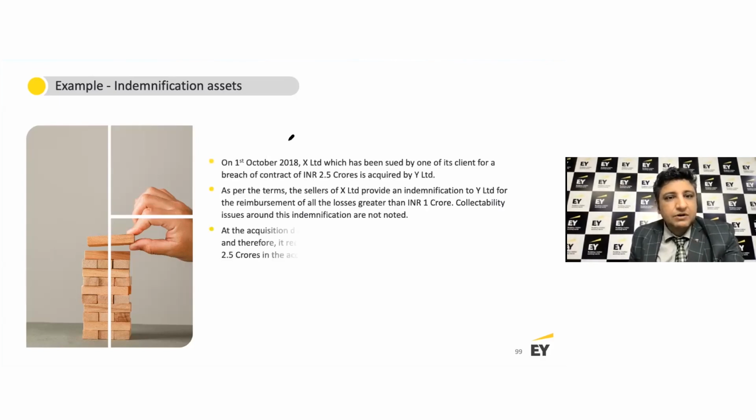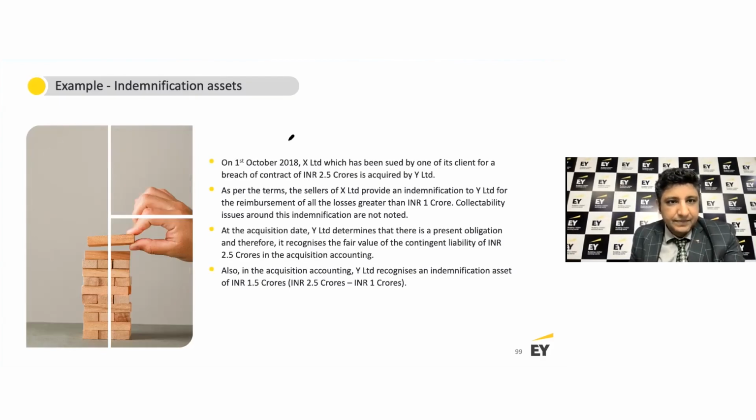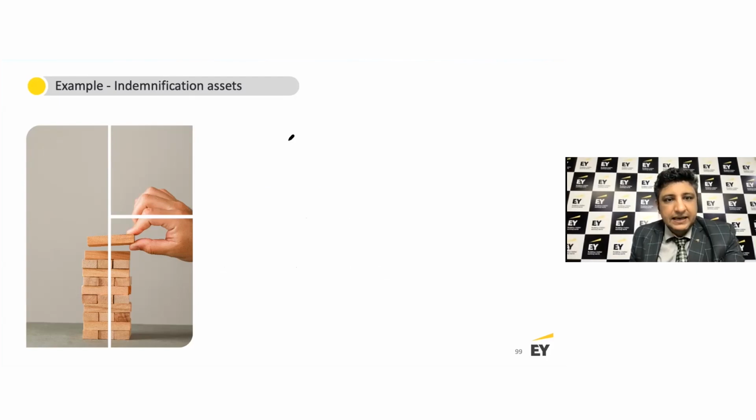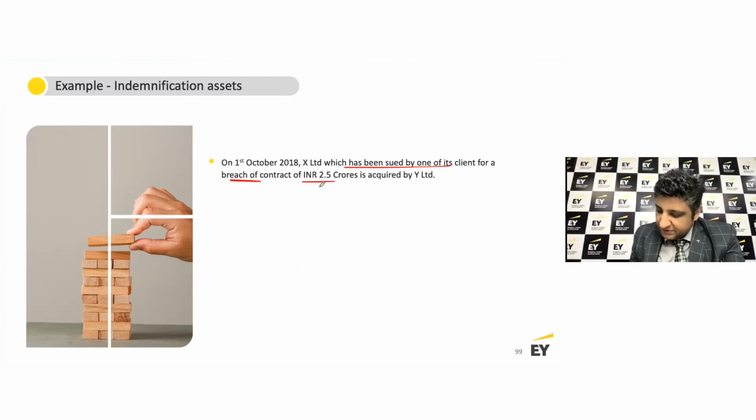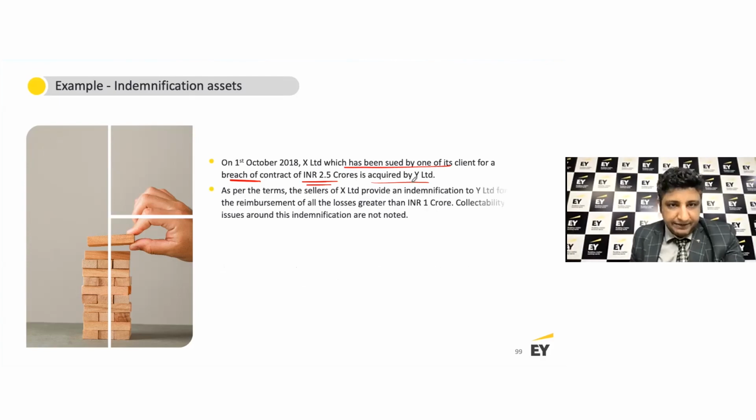To start with, we have this example on indemnification assets. It says that on 1st of April 2018, X Limited, which has been sued by one of the clients for a breach of a contract of 2.5 crores, is acquired by Y Limited, right? So there is an acquirer, which is Y Limited, and there is an existing client which has filed a case against X Limited for a contract worth 2.5 crore rupees. Now, as per the terms, the sellers of X Limited provide an indemnification to Y Limited for reimbursement of all losses greater than 1 crores.